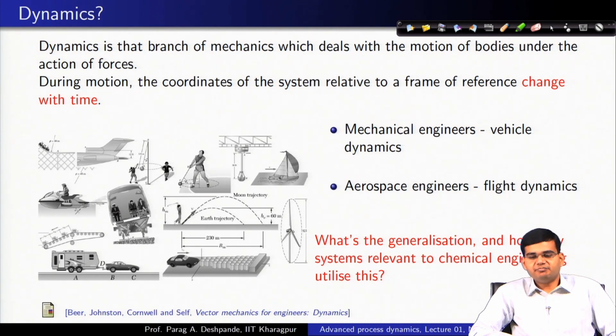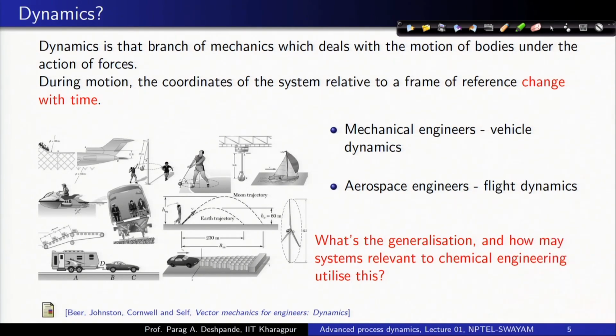Now, if you are a mechanical engineer, you would have used this concept by applying the concepts of dynamics to the motion of say vehicles, and that is what gives rise to the branch of what is called vehicle dynamics. Similarly, flight dynamics is studied by aerospace engineers, where they learn about how to make an aircraft airborne safely and also land it safely. And in both the cases, what happens is that the coordinates of the vehicle or the aircraft change with time.